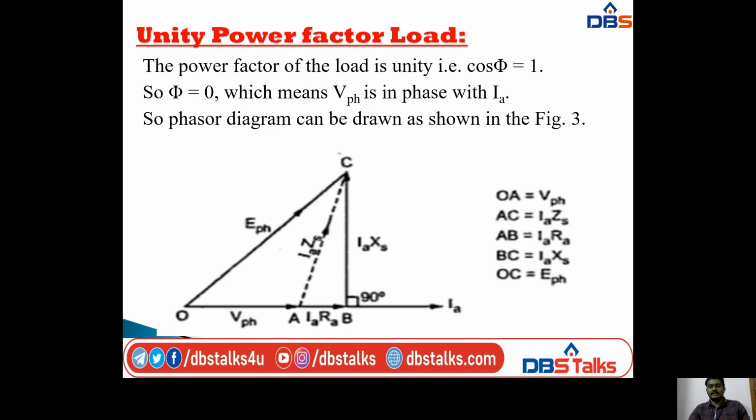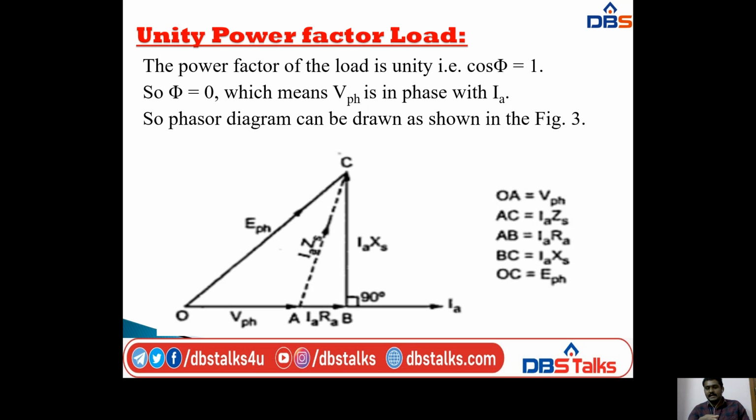If you see the phasor diagram, in the previous loads, the lagging power factor and leading power factor, I took V phase and Ia once lagging and once leading. But here I am taking unity power factor, which means voltage and current are both in phase. That's why I am taking V phase and Ia in the same phase. I already said that the current Ia is always in the direction of the drop IaRa. That's why the IaRa drop is also drawn on the same line.